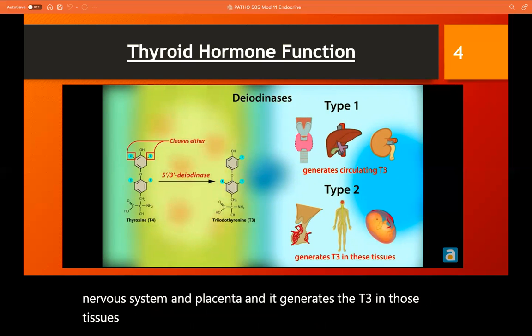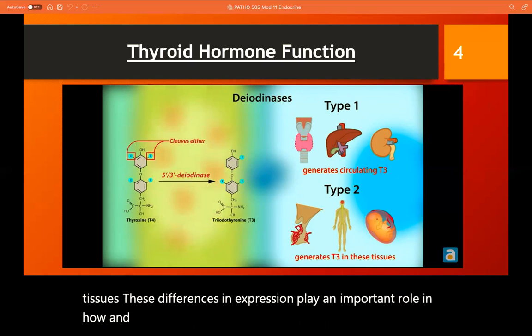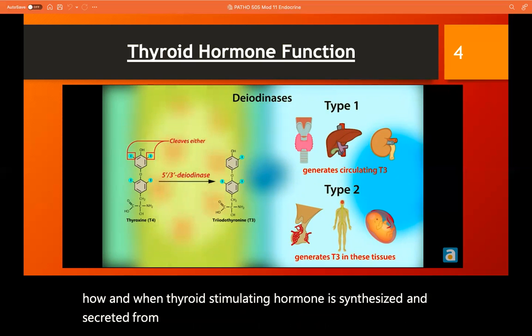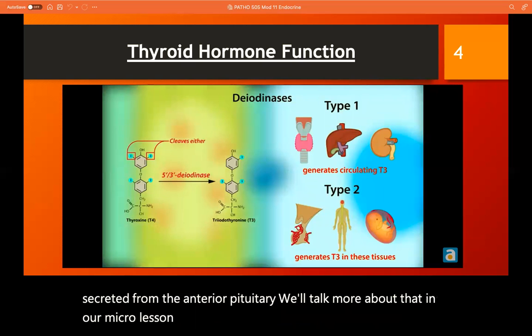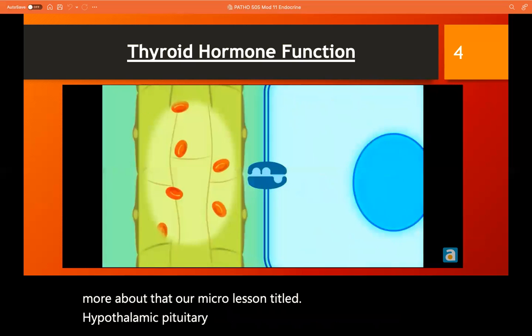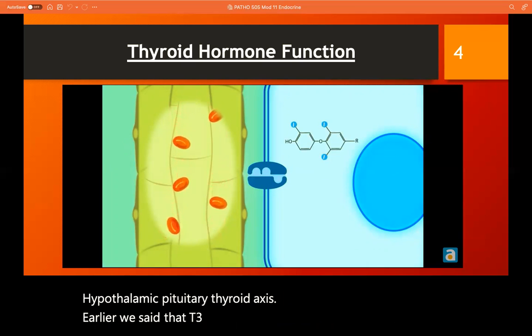These differences in expression play an important role in how and when thyroid-stimulating hormone is synthesized and secreted from the anterior pituitary. We'll talk more about that in our microlesson titled Hypothalamic Pituitary Thyroid Axis. Earlier, we said that T3 exerts its effects through genomic regulation.